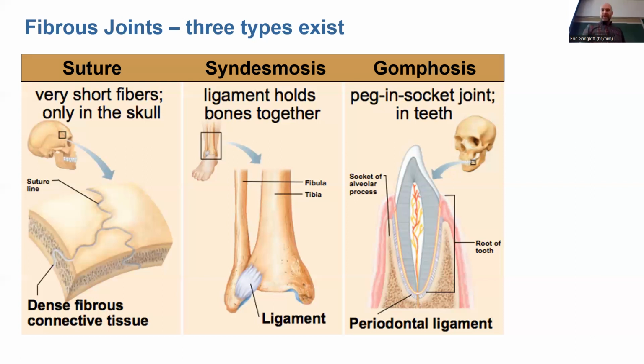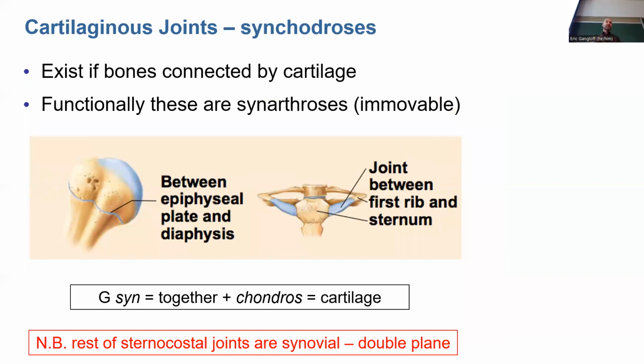And I've got one more slide for you today. This is cartilaginous joints, something called synchondroses, or synchondrosis, singular. This is when bones are connected by cartilage. Functionally, they're synarthritic, so there's not a lot of movement. A good example, and I mentioned this briefly in lab, is that epiphyseal plates or growth plates are technically joints until they fuse. That's a good example of two bones bound tightly together by cartilage such that they don't move.